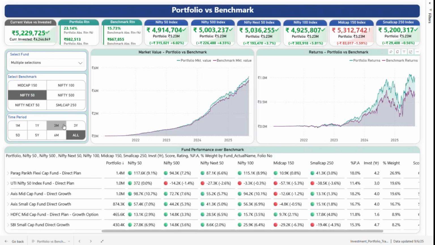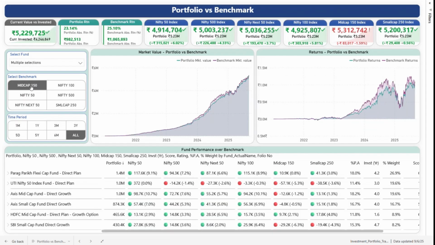So let's take an example of midcap 150. In midcap 150, I will take an example of return alone. If you look at it, the portfolio generated 9 lakh 82,000, which remains the same, and the benchmark generated 10 lakh 65,000. So that is where the difference came to 83,000. If you look at that, it is also reflected here.